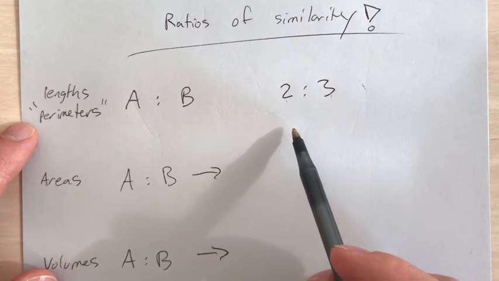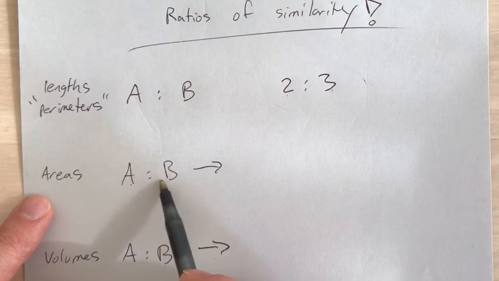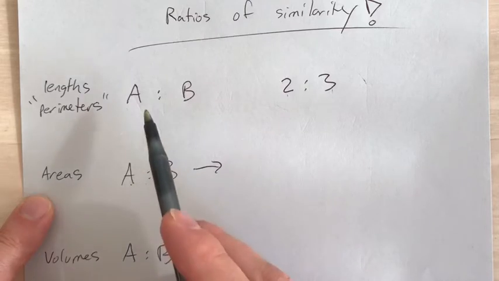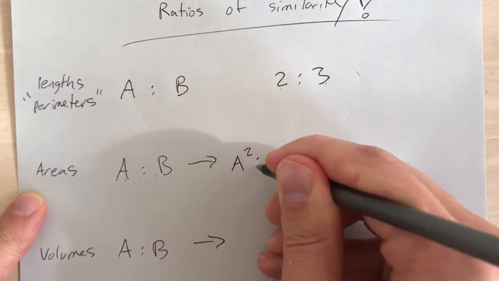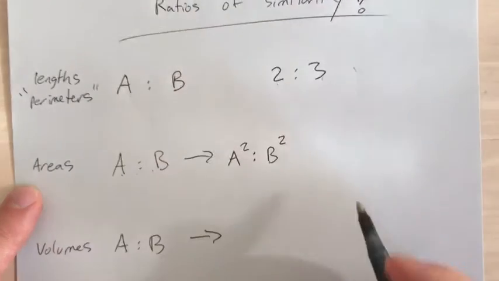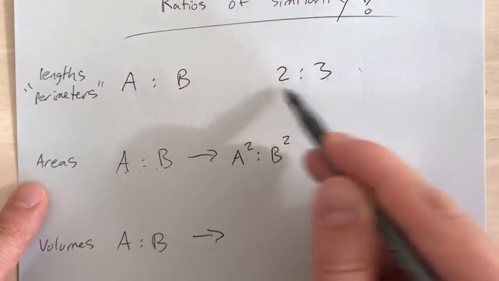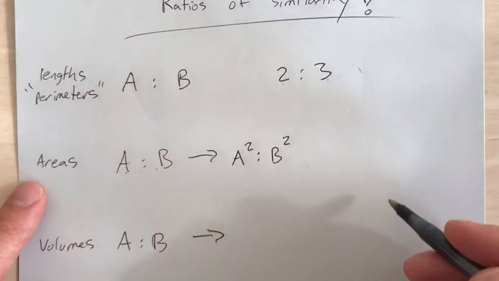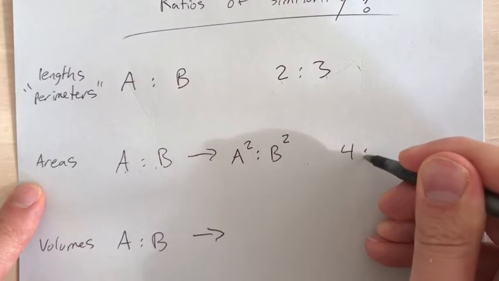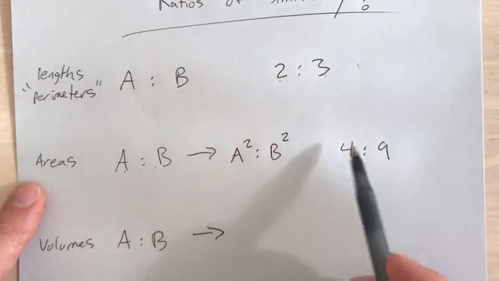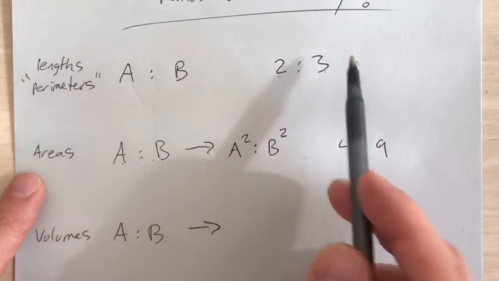If you are dealing with areas, the area, for instance, is not going to be simply just the ratio itself. It would actually be the square of each of those, and that would be the ratio of the area. So taking this, for instance, 2 to 3 ratio, if we were doing areas for that same ratio, it would be 4 to 9. 2 squared is 4, 3 squared is 9. So that would be the ratio of the areas, again, for this example.